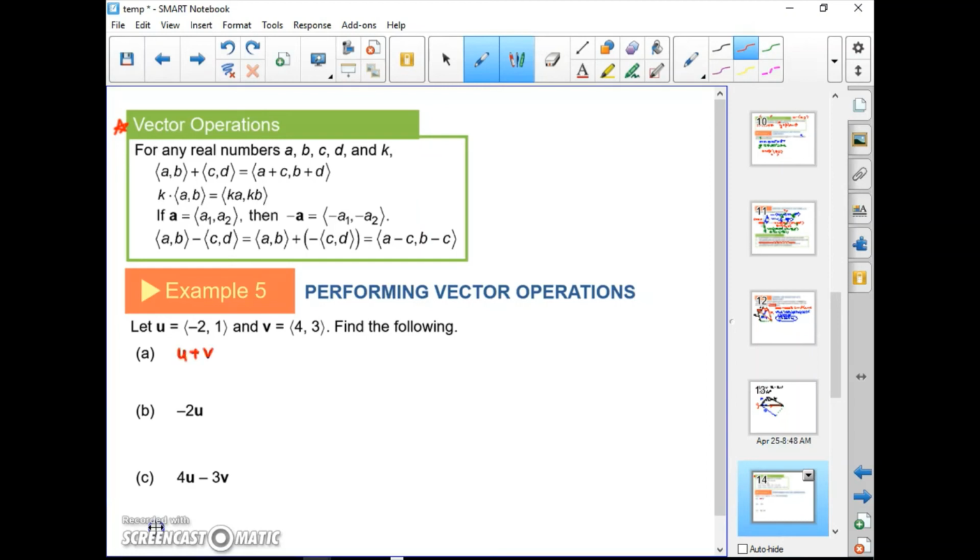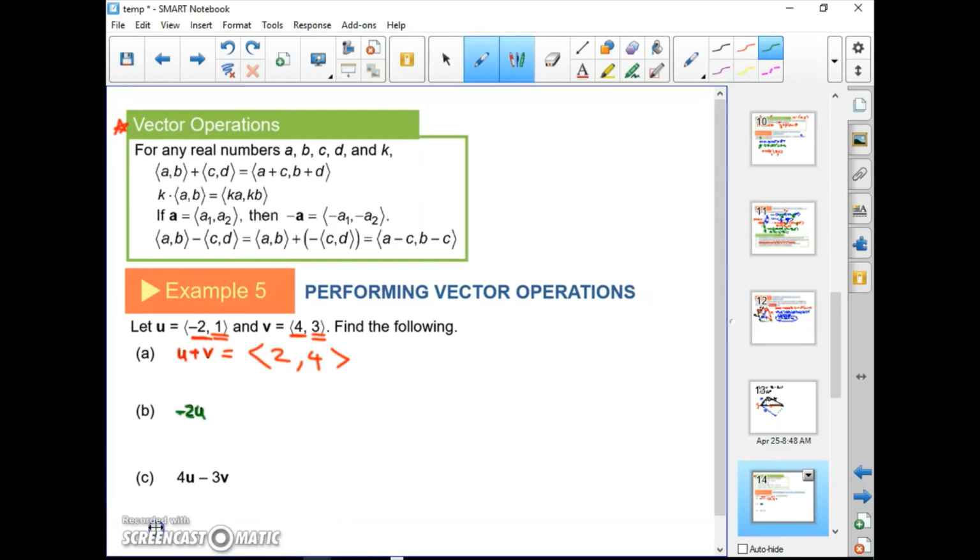So really all you do, and you can do this in your head, is just add the parts. Add the x terms, negative 2 plus 4 is 2, and add the y terms, 1 plus 3 is 4. That's all you do. Now when we multiply, maybe it's even easier.